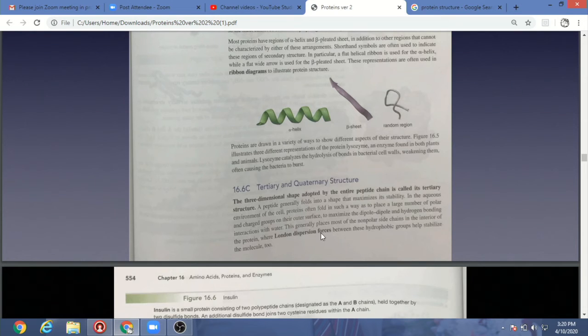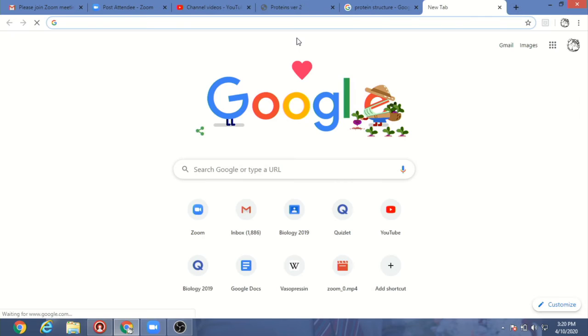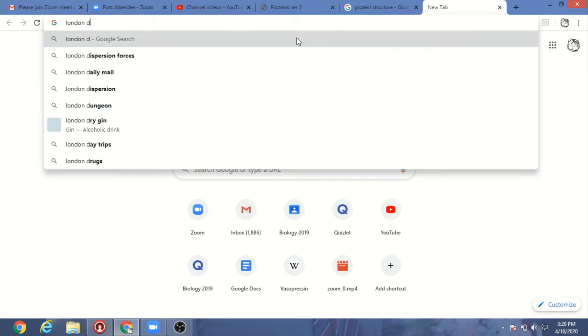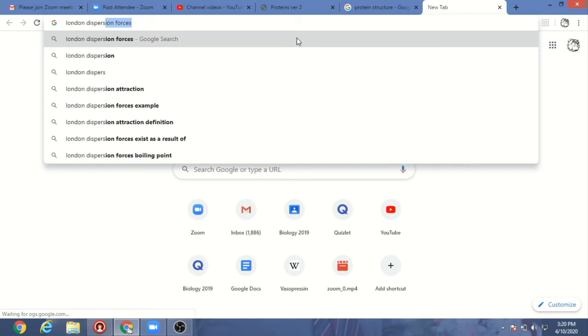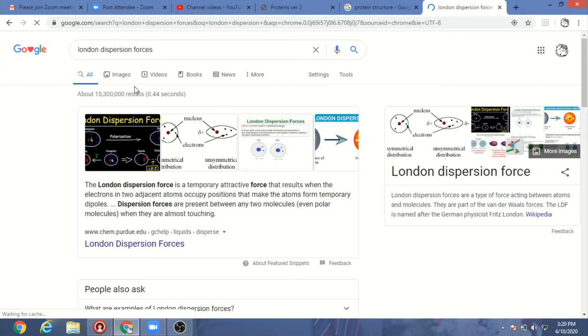So London dispersion forces are just the weakest forces you can get. Basically, you have matter, and it's attracted to matter, but not in any kind of charged way. If you have atoms or material, it's just going to be attracted to other material. Let me show you what London dispersion forces are. They're very weak, very weak. And basically every other attraction will overpower a London dispersion force.